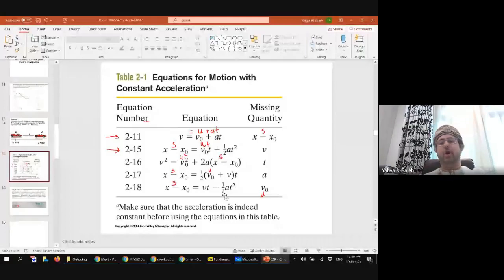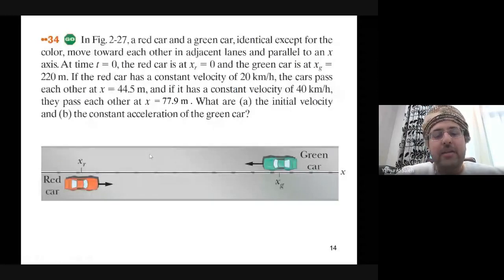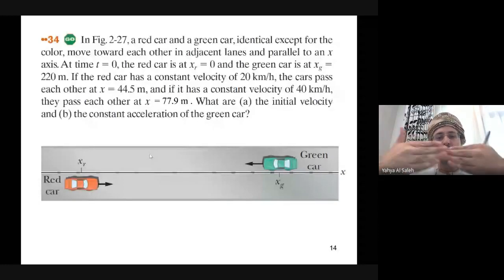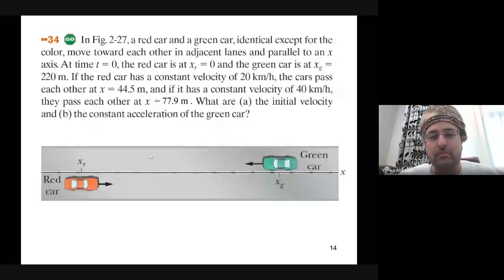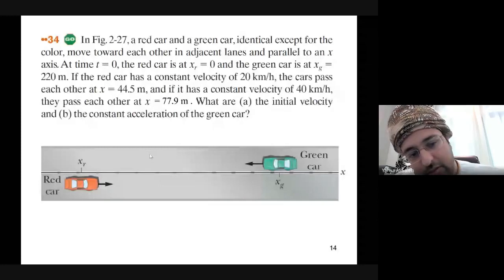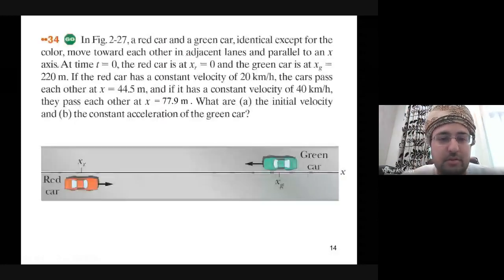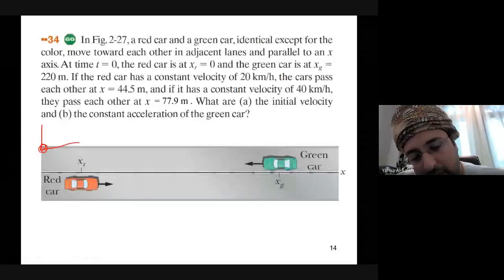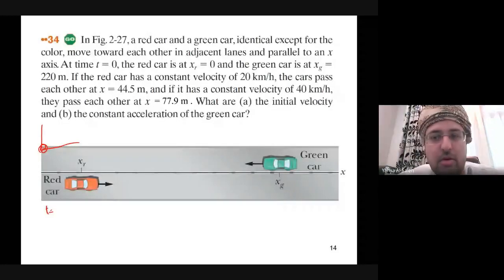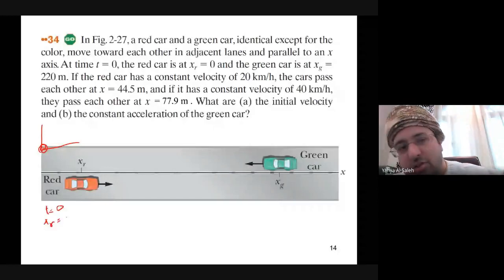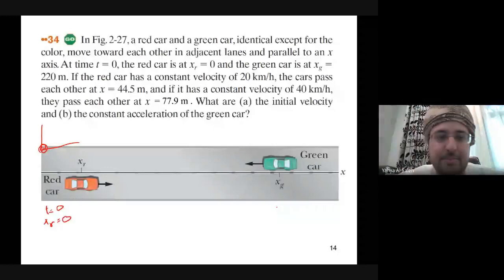Okay, let's look at a problem and solve it using these equations. A red car and a green car, identical except for color, move towards each other in adjacent lanes parallel to an x-axis. At time t equals 0, the red car is at x equals 0. So we are defining our axis. This is our 0 point. At t equals 0, xr equals 0, and the green car is at xg equals 220 meters.